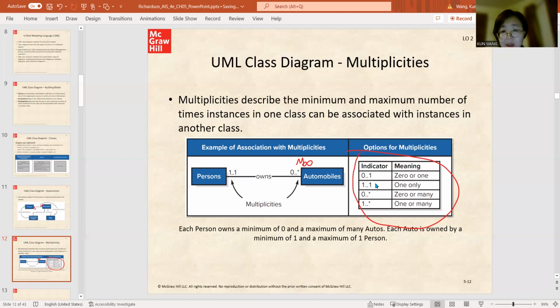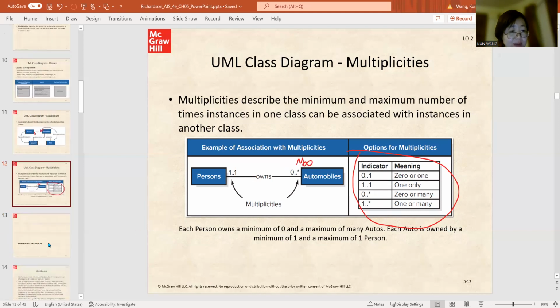So be flexible with the symbols, but the wording and explanation should be the same. So 0 to many, 1 to many, 1 and 1 only, 0 or 1. 0 or 1 we seldom see, but there are some cases you may see that.